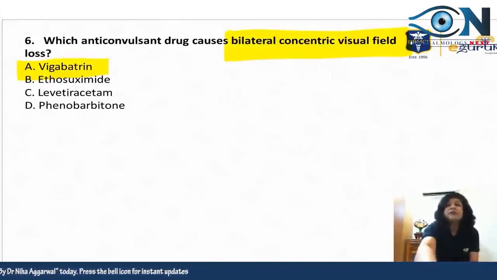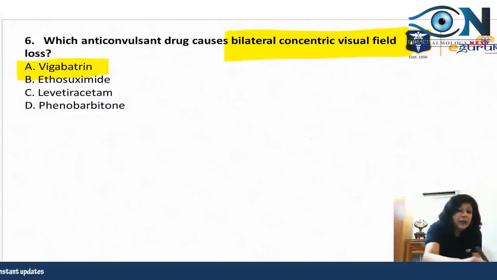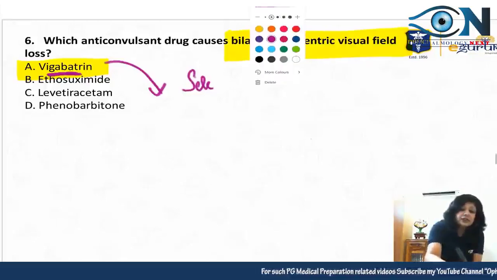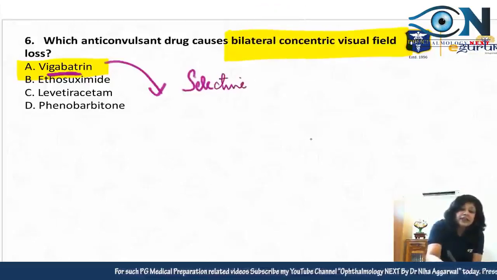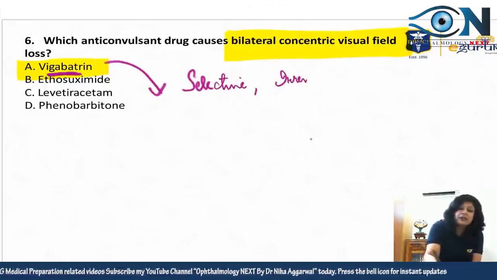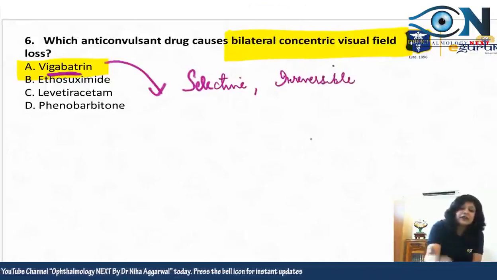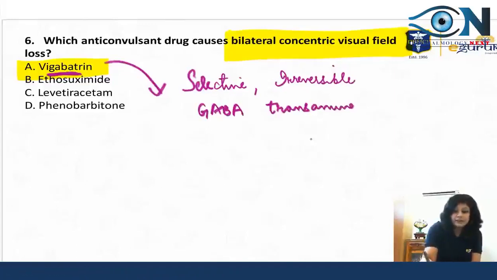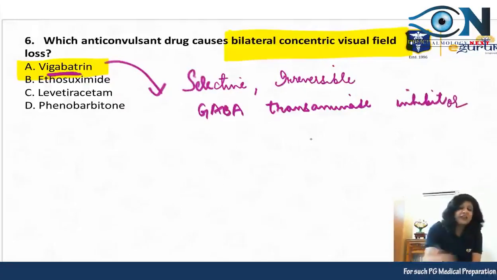Now you must have read all these things in pharma, but let us see this vigabatrin. Now see, it contains GABA. Can you see the word GABA is there? So this is actually a selective and irreversible GABA transaminase inhibitor. So this information is given in the name itself.